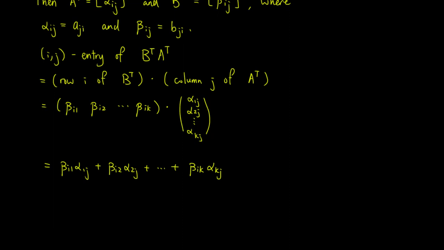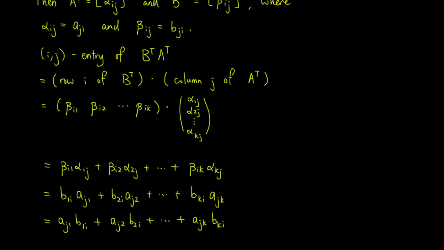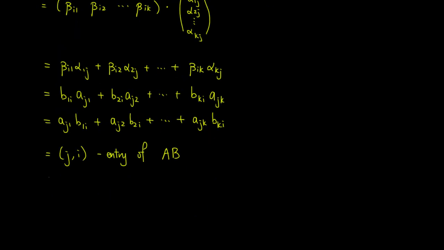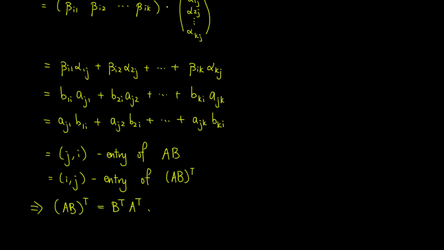We can change the alphas and betas back to A's and B's to get b1i times aj1 plus b2i times aj2 plus all the way to bki times ajk. Swapping the A's and the B's, we get aj1 times b1i plus aj2 times b2i plus all the way to ajk times bki. Note that this is the ji entry of A times B, so it is equal to the ij entry of the transpose of A times B. Hence, the transpose of A times B equals B transpose times A transpose. So the proof is complete.